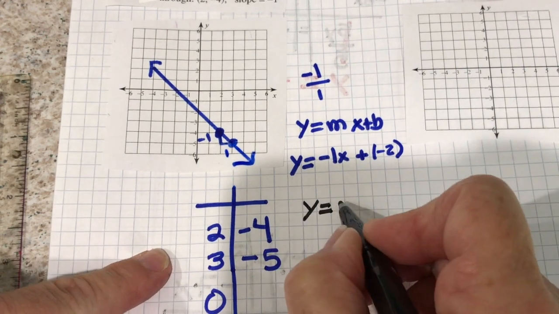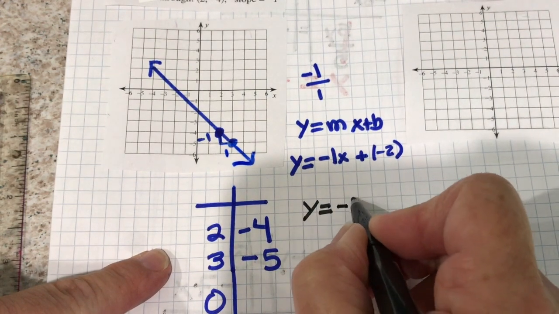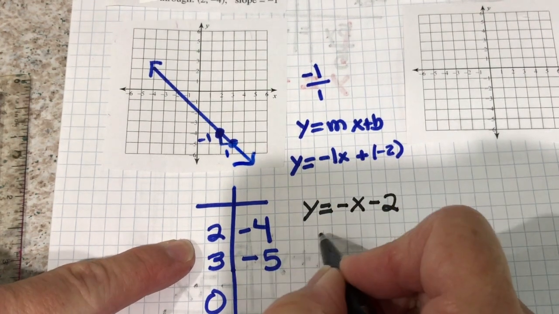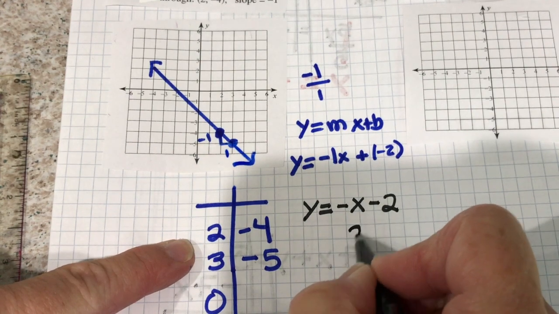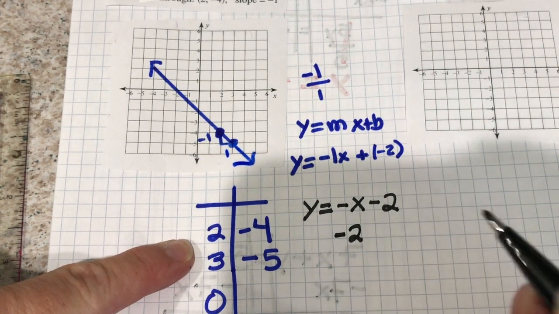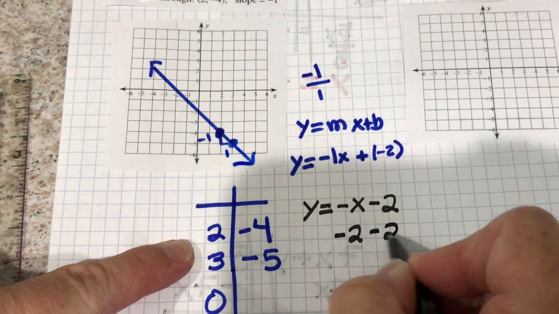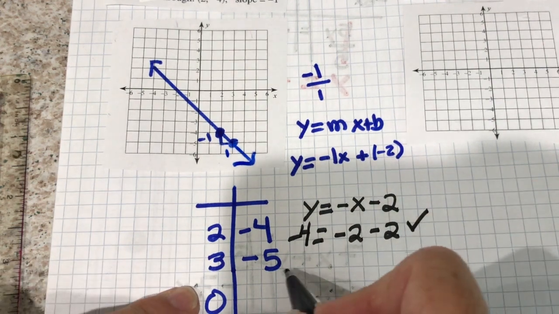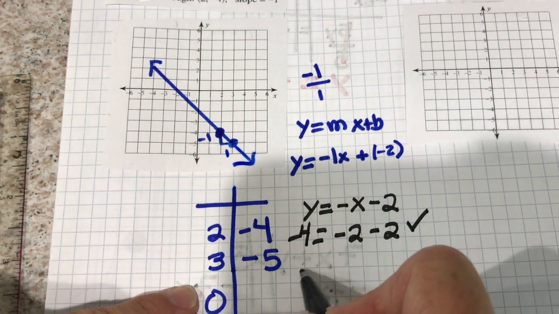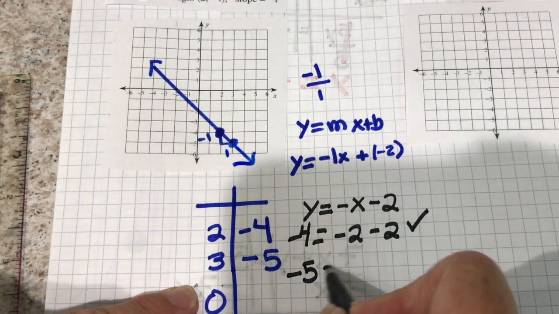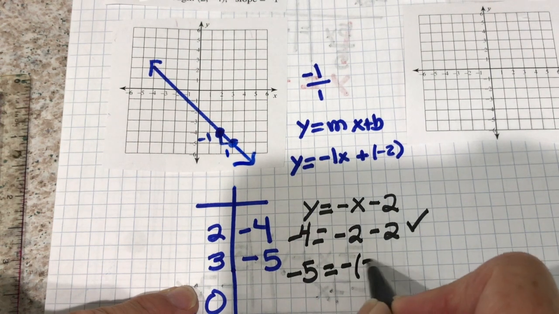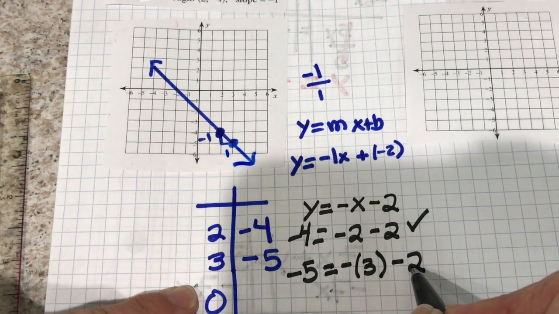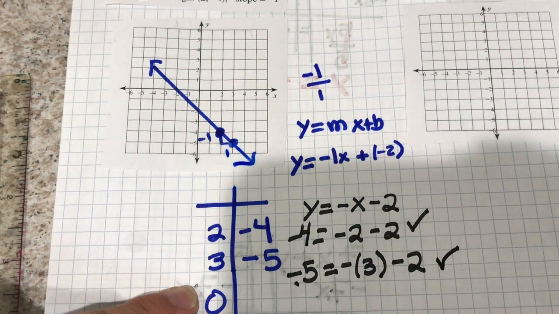Y equals negative x minus 2, simplified. Well, if x is 2, and we want the negative, minus 2, does that equal negative 4? Yes, it does. Let's substitute the next one. Negative 5 for y, positive 3 for x, minus 2. Well, negative 3 and negative 2 do equal negative 5. They are equal.